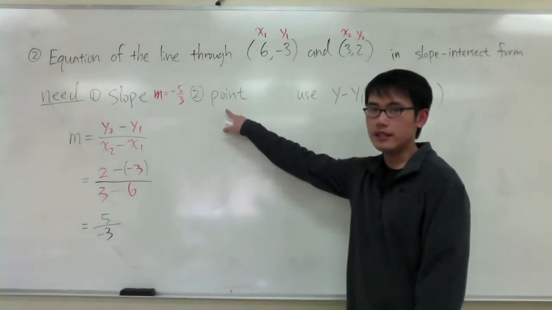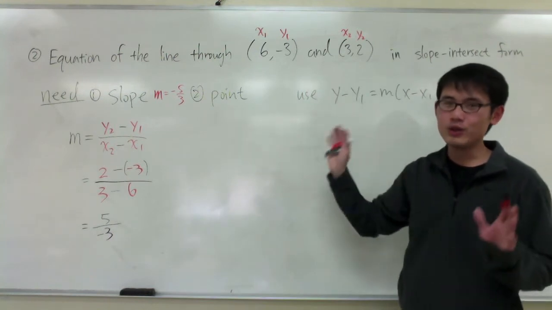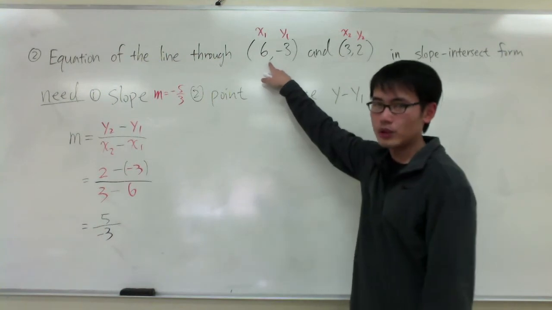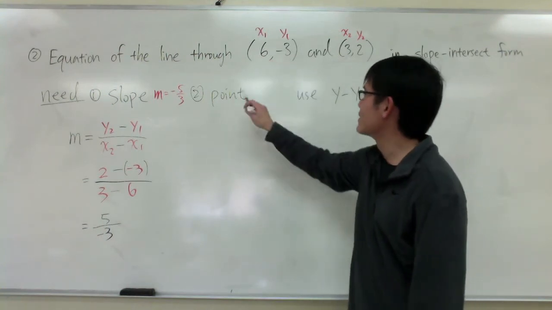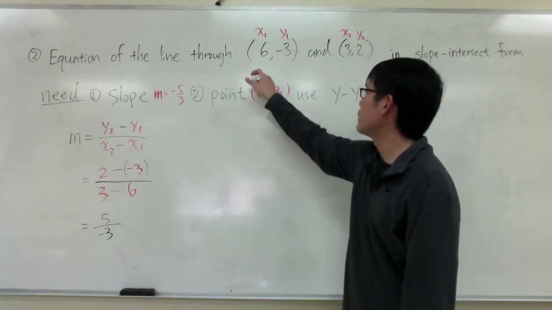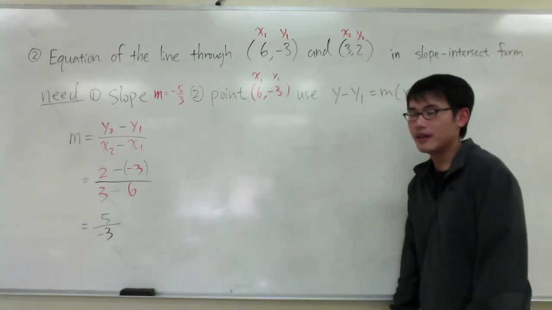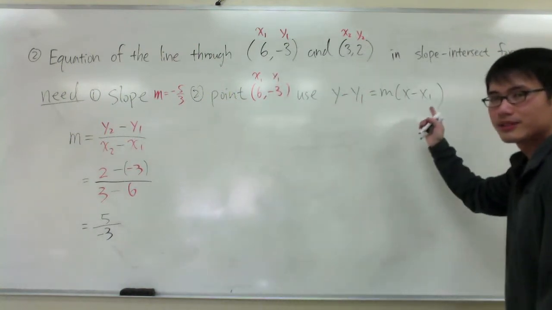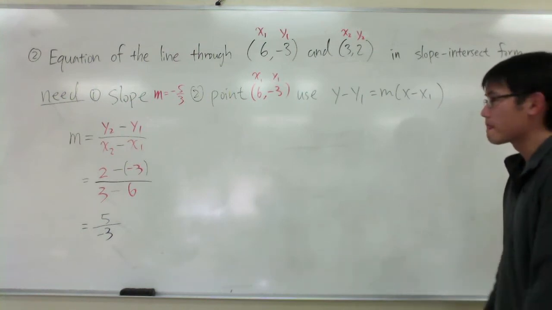Then the second thing I need is the point. And we have 2 points. It doesn't matter which point you use, you will get the same answer at the end. I want to be consistent with my labeling, so I'll just use the first one as my point. I will pick (6, -3). That will be my x1, and that will be my y1. And you see that we have the slope and the point. We can then use this formula to help us finish this question.